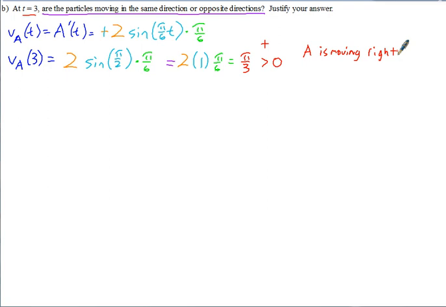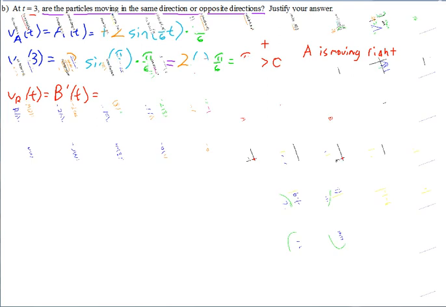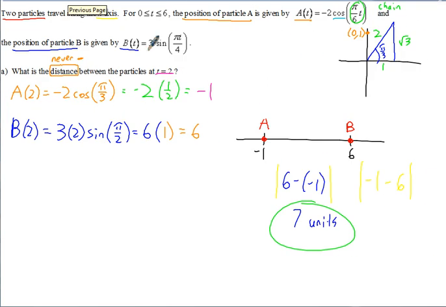Now we just have to figure out, is particle B also moving right or is it moving left? So we also need the velocity function for particle B. So V sub B of t, the subscript, since there's 2 different velocity functions, the same as B prime of t. So B, though, is a little bit more complicated derivative because we've got this t out front. It's not just a constant, it's 3t times the sine of pi t over 4. So here, we're actually going to need to use the product rule overall.